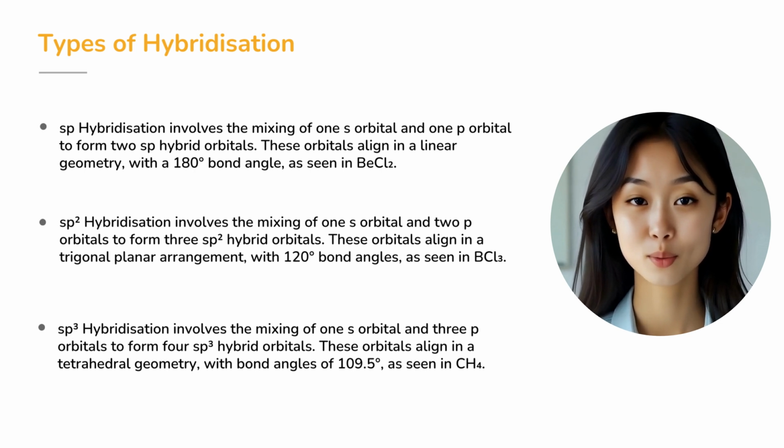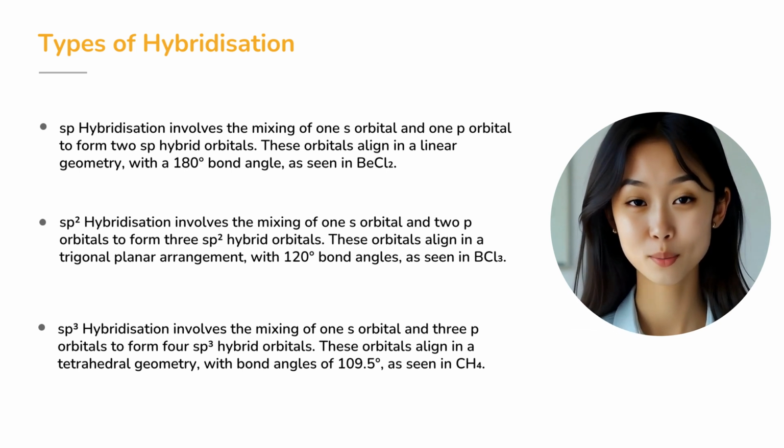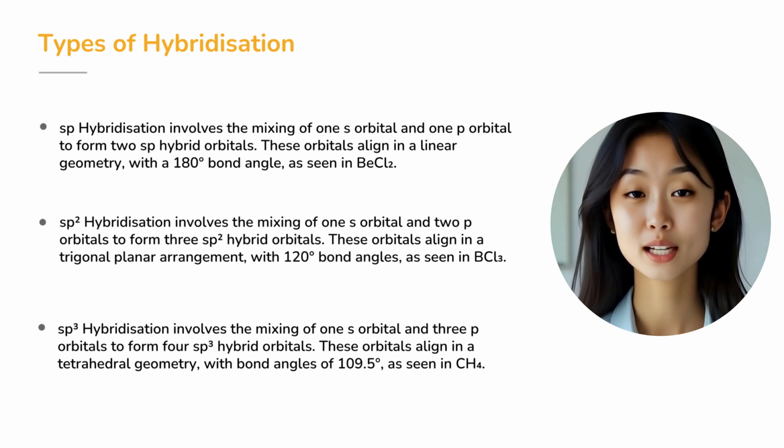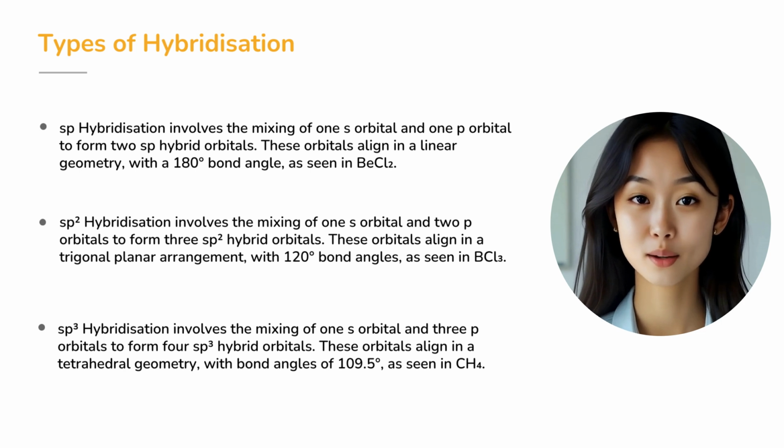The first type we'll explore is sp hybridization. This happens when one s orbital and one p orbital combine, resulting in two sp hybrid orbitals. These orbitals point in exactly opposite directions, creating a straight line, hence, a linear molecule. This type of hybridization forms molecules like beryllium chloride, where the bond angle is a perfect 180 degrees.